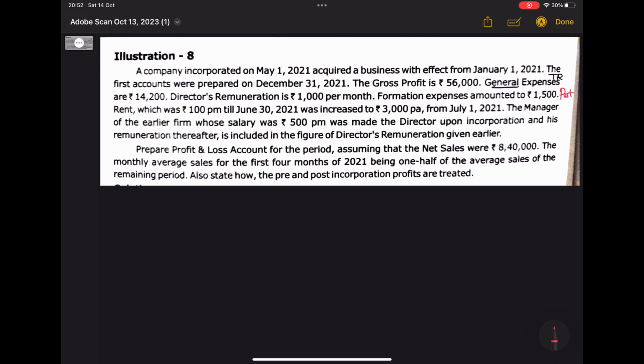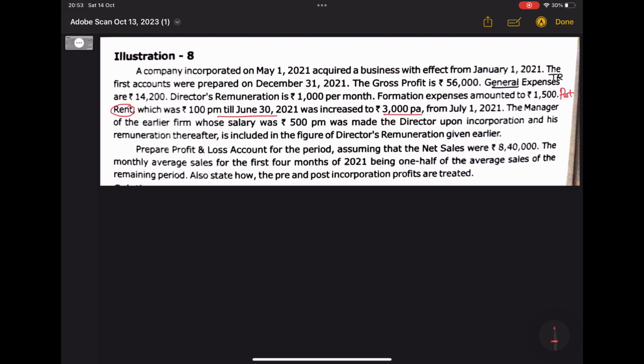Next, rent, which was 100 per month till June 30, was increased to 3,000 per annum from July 21. Okay, here there is a little adjustment in the calculation of rent. While calculating the working note and while calculating the ratios, we will identify the amount of rent there itself. Okay.